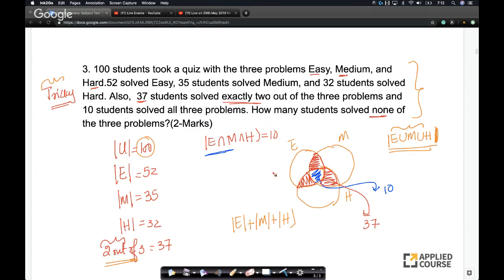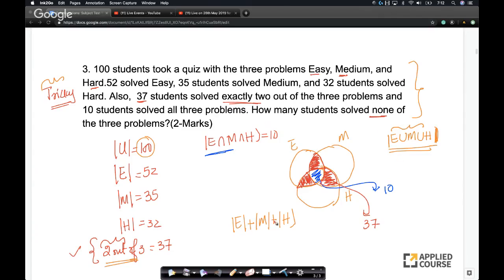This is important. So what is given? The number of students who have solved 2 out of 3 problems is 37, which means the number of students in these red regions, because these students have solved 2 out of 3 problems. That's what is 37. Now what do we have to find? The number of students who have solved at least one problem.